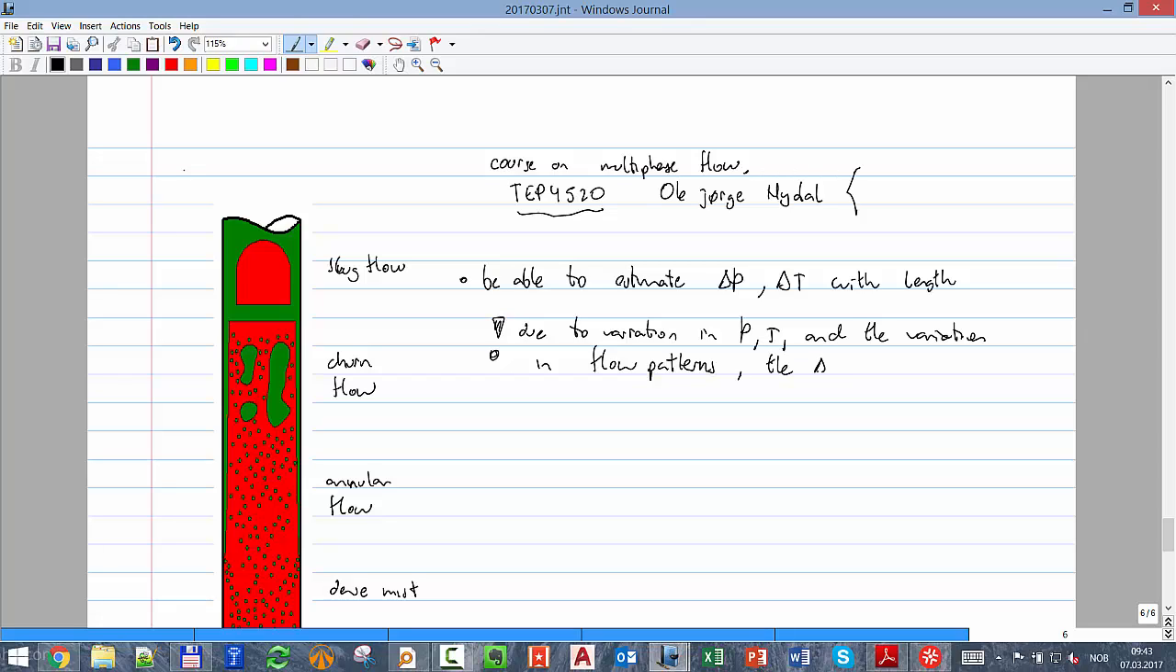The delta P calculations have to be made in a stepwise manner. I have to divide my tubing into segments that I assume have more or less the same flow pattern, and then I have to calculate the delta P in each one of them in a stepwise manner. And we are going to have a small exercise here in class later.